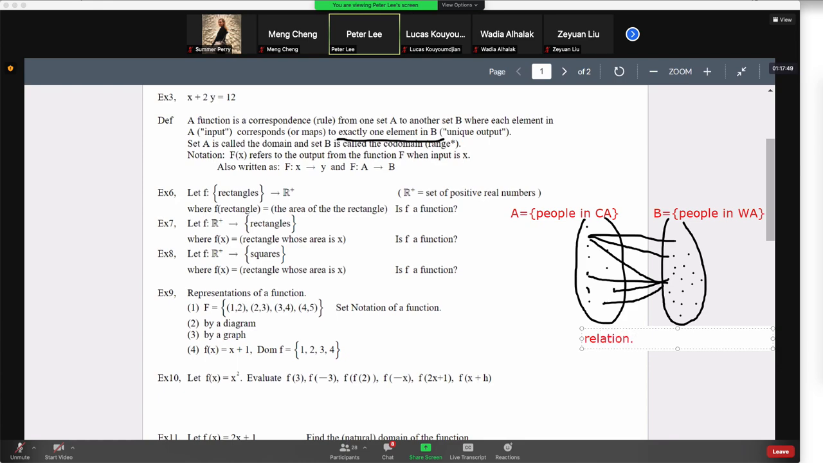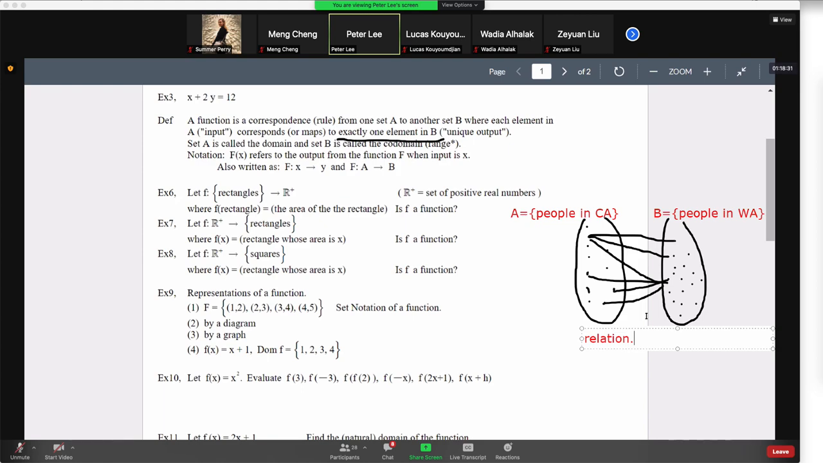So all of these are relations. Two sets here, and we make a correspondence, a connection between the two members, if they are somehow related according to the rule. In this case, let's say we connect them if the person in California knows the person in Washington. We have to define this well, and then we make a connection. One person in California may know a lot of people in Washington, and of course the other way too. So we have all kinds of matches here. That would be a relation.